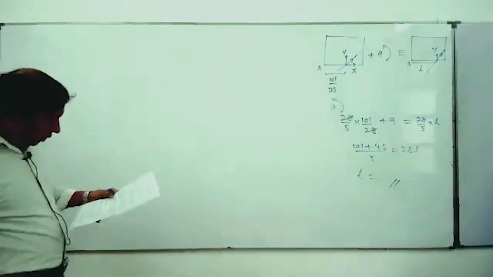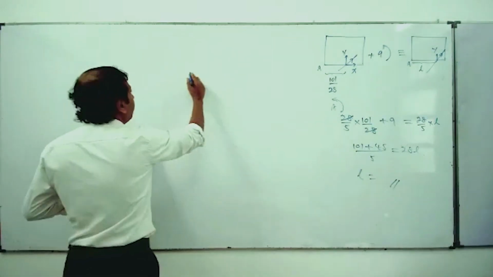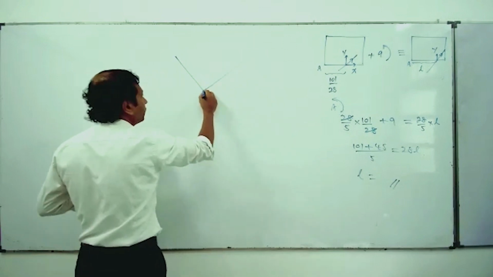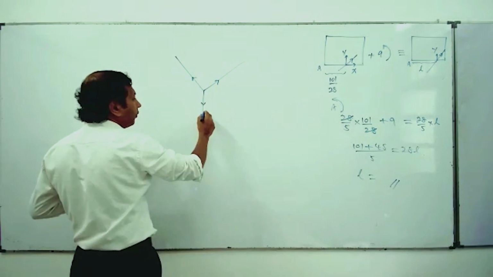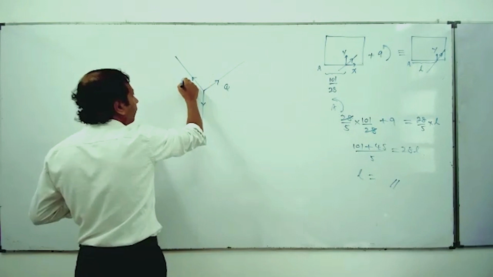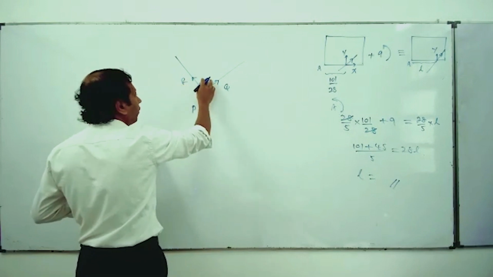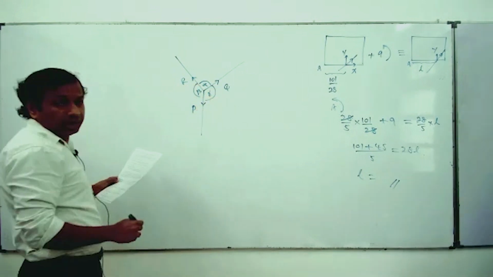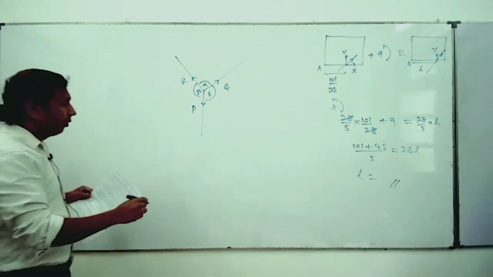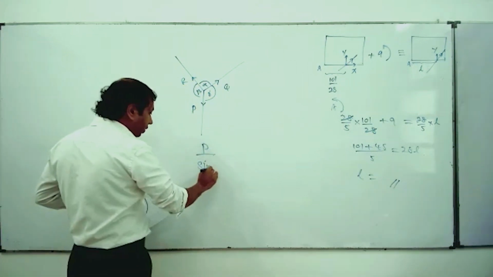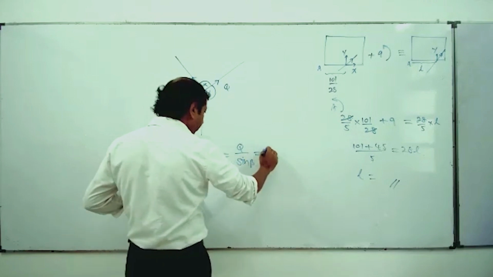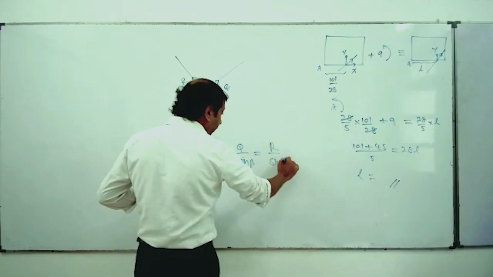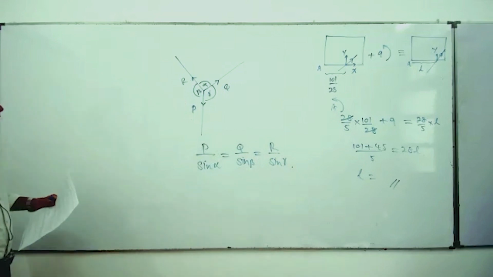Yes, you are given: state Lami's theorem. Lami's theorem is what? When there are three forces acting on an object, right? This way, alpha, beta, this is gamma. Then by Lami's theorem, what do you say? P divided by sin alpha equals Q divided by sin beta equals R divided by sin gamma. This is Lami's theorem. Write that.